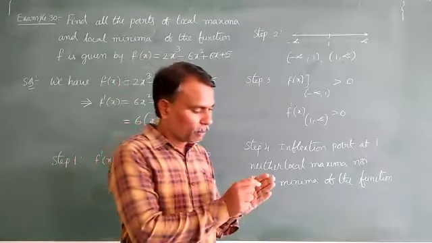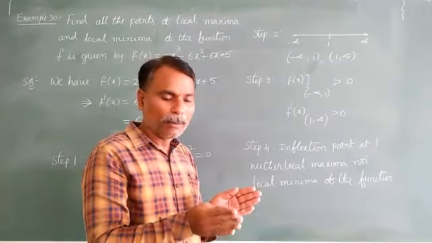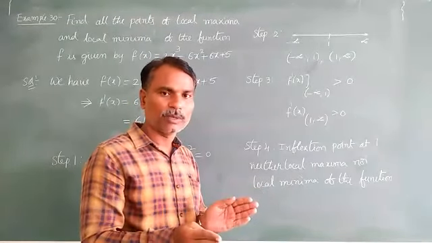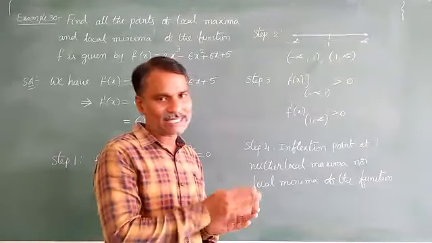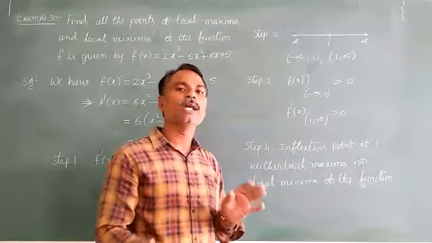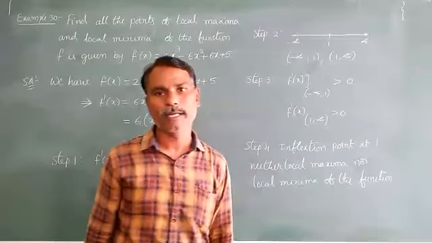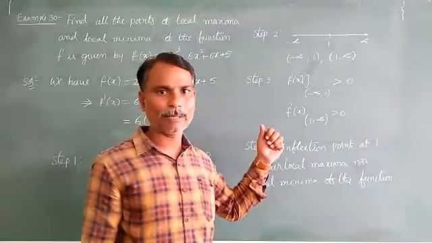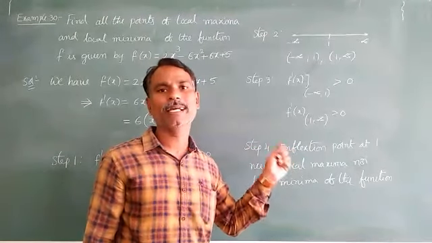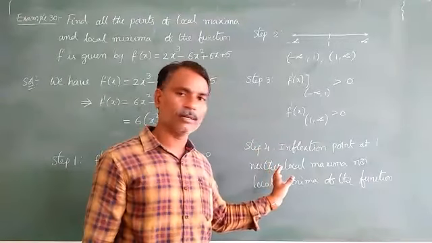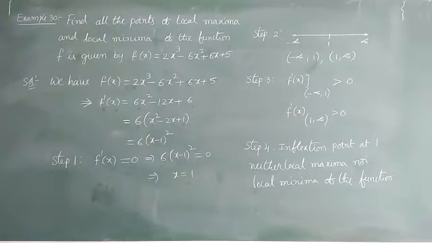Guys, observe it. Plus value changing into minus, local maxima will come. Minus value changing into plus value, local minimum will come. Plus changing into plus or minus changing into minus, we will not get any local maxima or local minima. Such a condition is called the inflection point. Previously what we called a critical point, if nothing happens at that particular point, that point is the inflection point. At that time, the function has neither local maxima nor local minima.